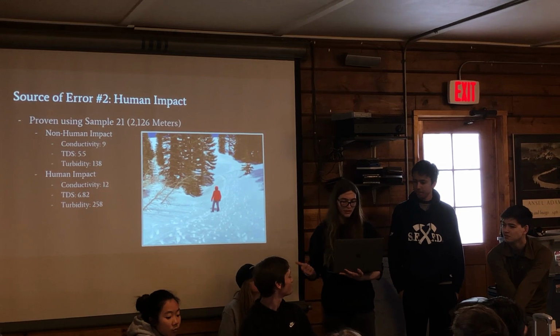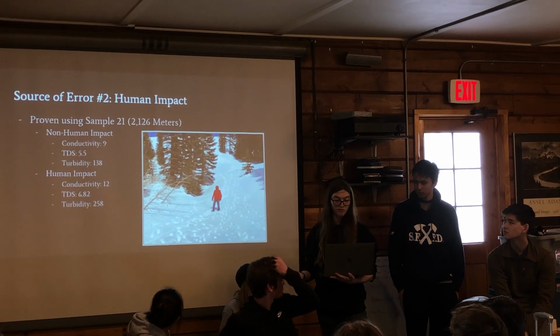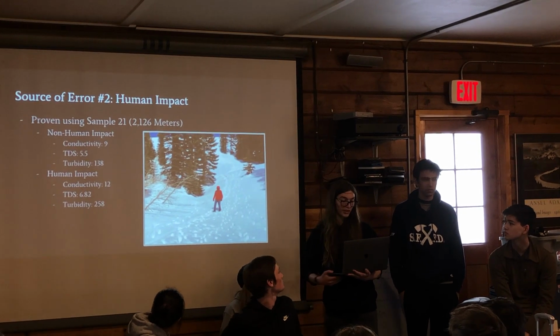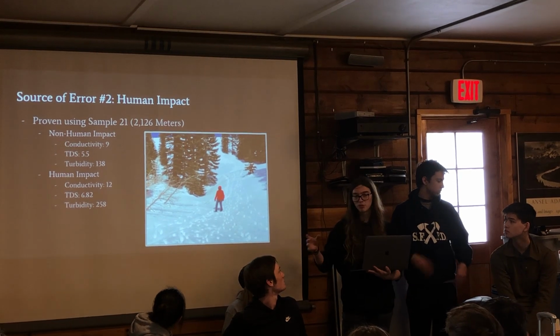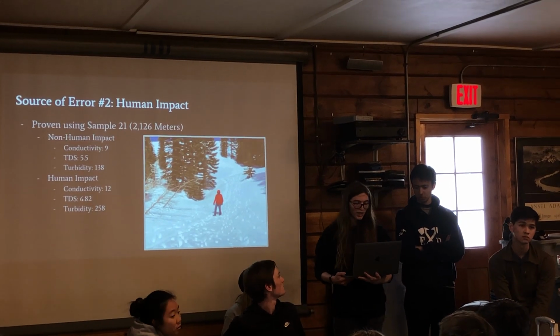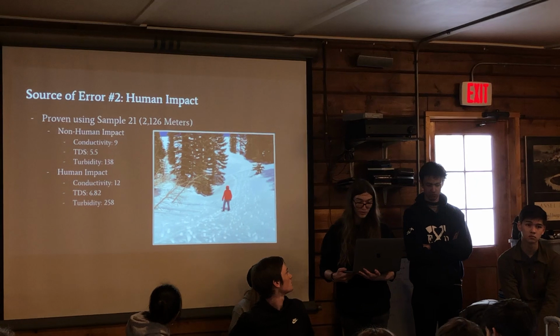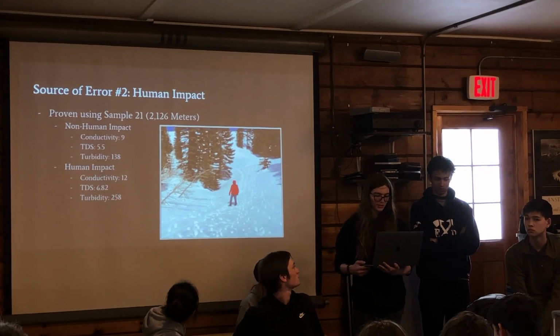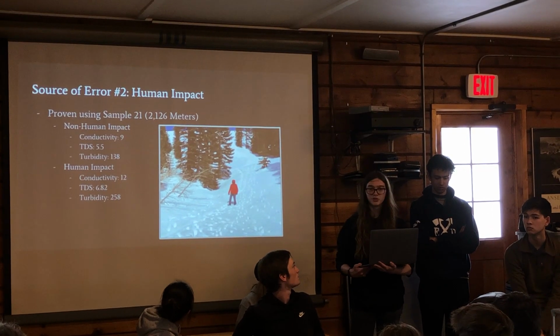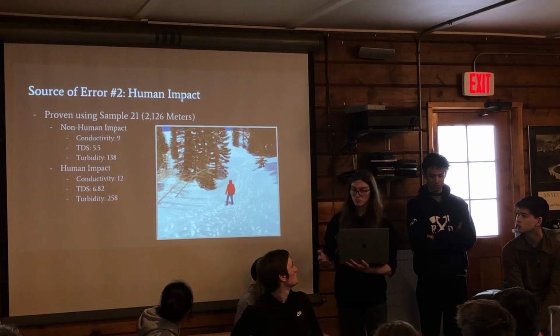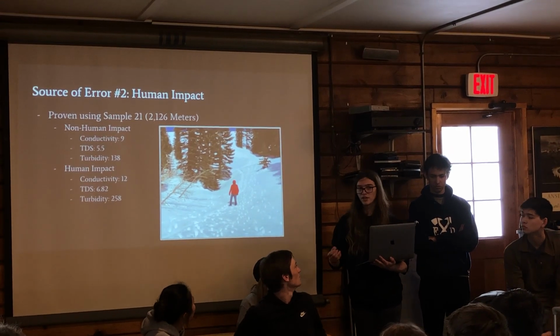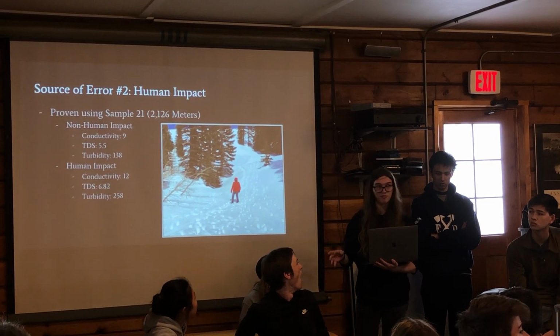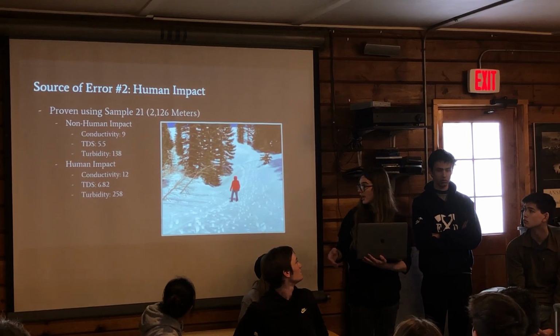And so we took one a little bit away from the path, and the conductivity of it was 9, the total dissolved substances of it was 5.5, and the turbidity of it was 138. Whereas when we took the sample much closer to the path, it had a conductivity of 12, total dissolved substances was 6.82, and a turbidity of 258. And so it's very clear that human impact has a drastic effect on how drinkable water actually is.